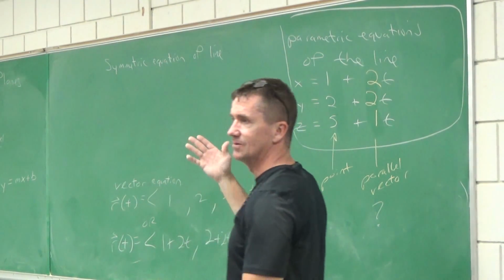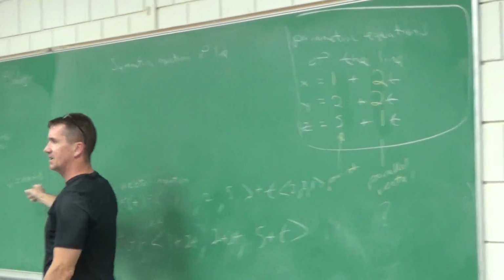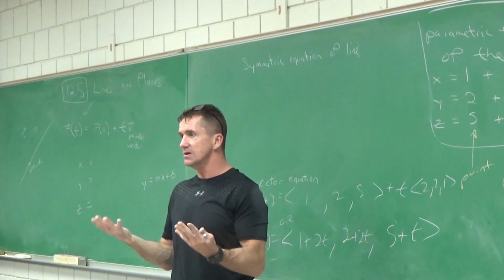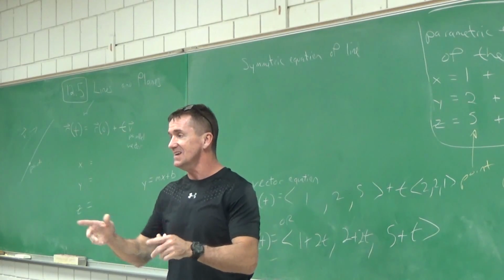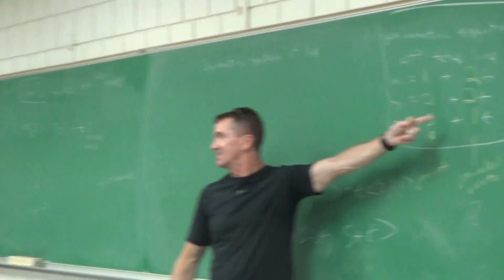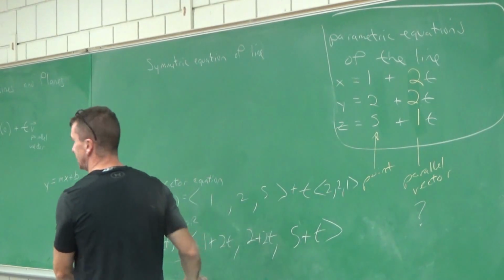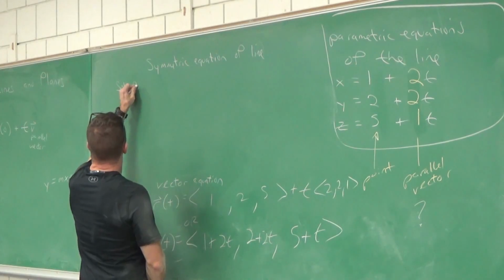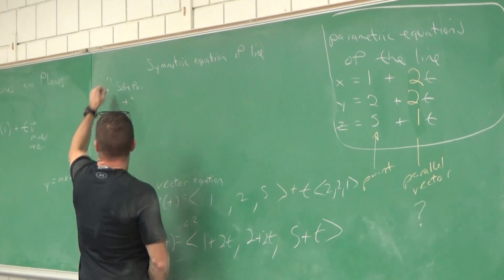What am I trying to do? I want to write it like this. I want to eliminate the parameter, what? T. So because we want to eliminate t, let's solve for t in each one. Just go ahead, solve for t in each part, and that way we can just eliminate.